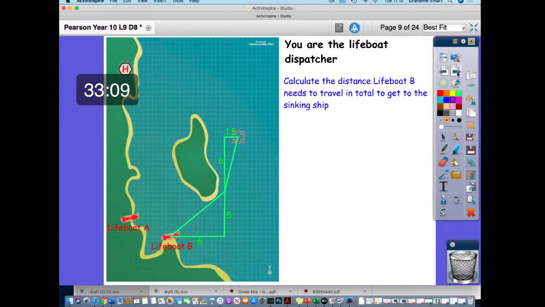Now, think about it logically. You need the boat to get there to rescue the people. This literally could be a matter of life and death. You want the boat to travel the shortest distance because it will get there quicker. So I would like you to have a look at calculating the distances now and see if the total distance this time is less than the total distance on the calculation before.